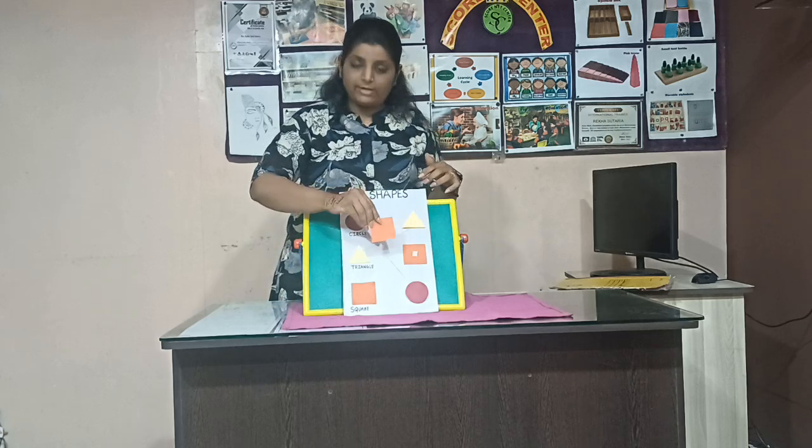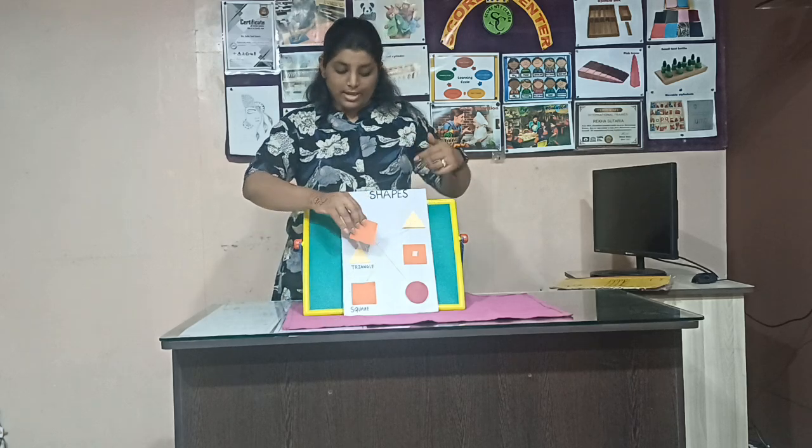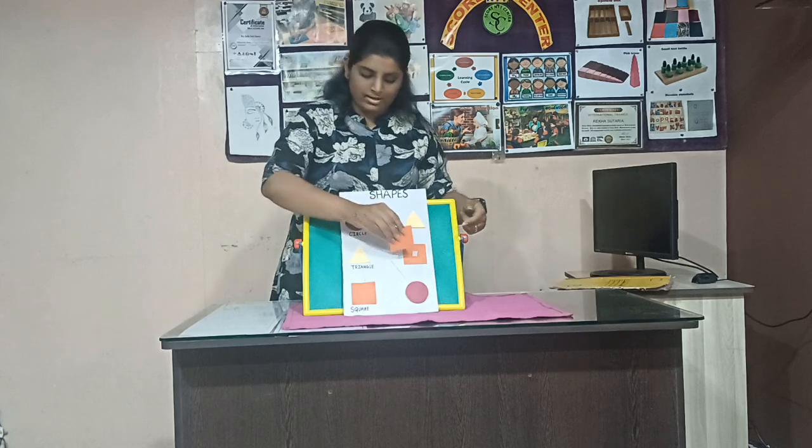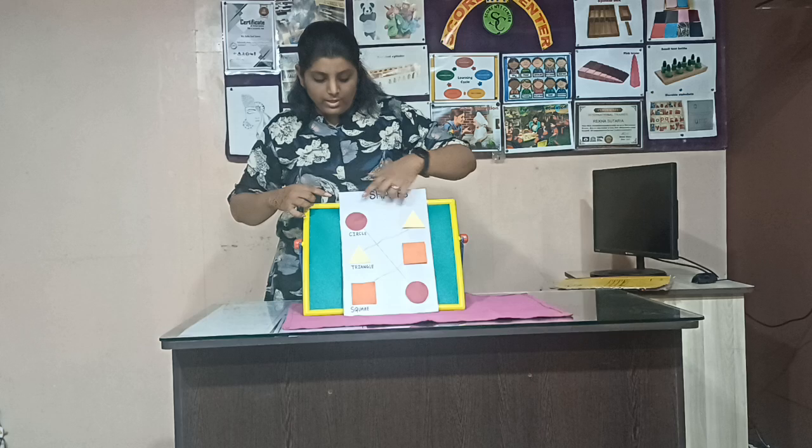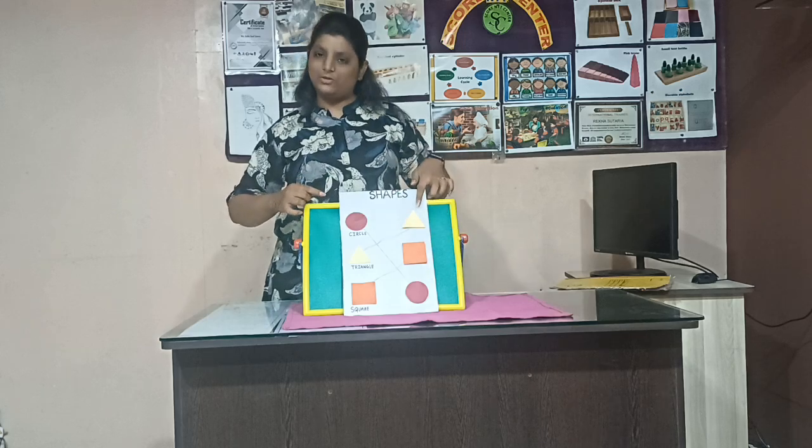And the third shape is the square. And where are we going to attach the square? We will attach the square here. Now we have the same shapes on both the sides.